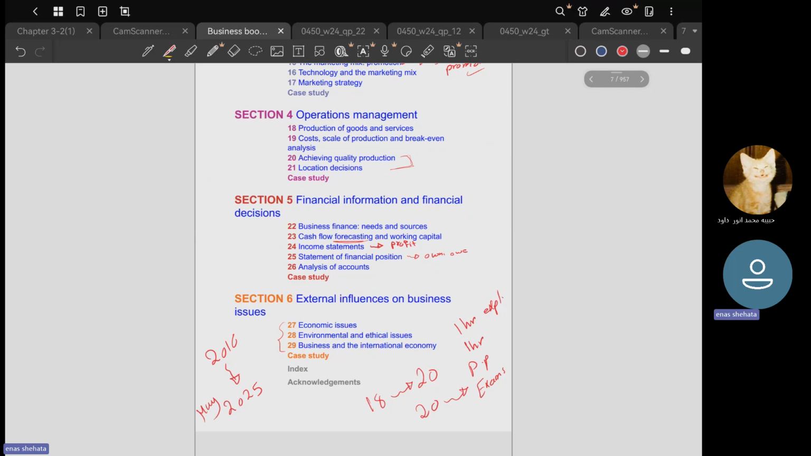It's nothing related to understanding or memorizing. No, in business you will understand first, then you will memorize the topic. But let's go to the past paper.